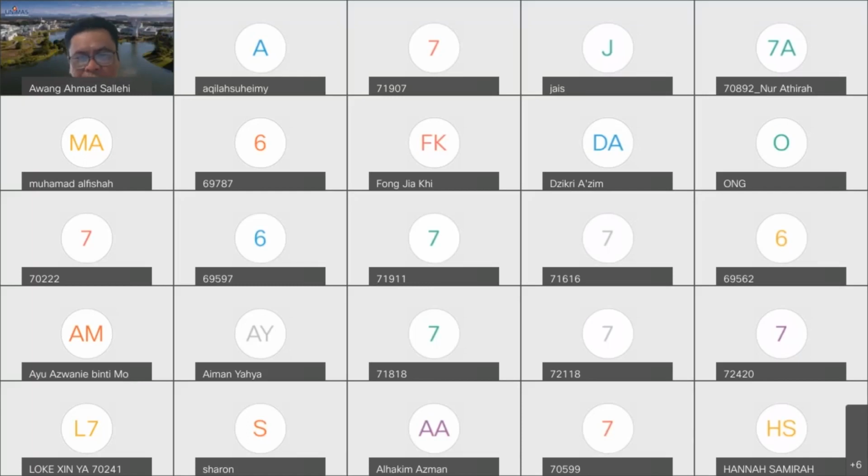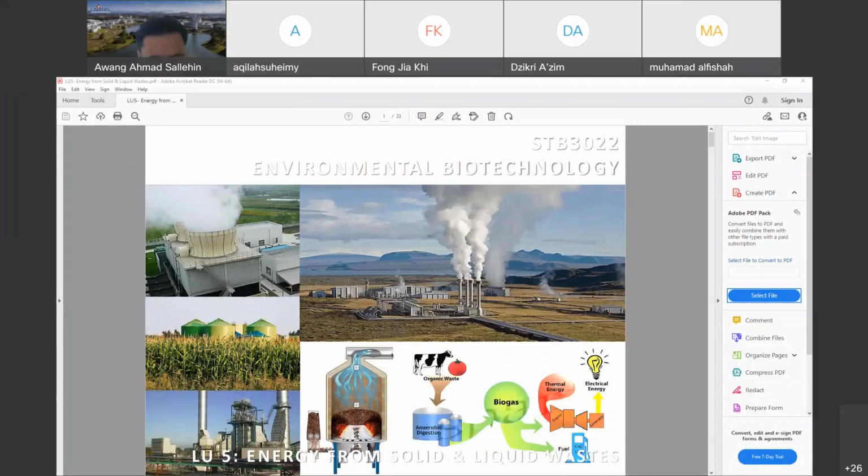Okay, this is the topic that we will discuss today, LU5, where we're going to focus on energy from solid and liquid waste. This lecture is all about getting to zero waste production, as well as fully utilizing the waste resources to produce something useful, in this case, in the form of energy. Bear in mind that any solid or liquid waste can be reused again to generate energy.